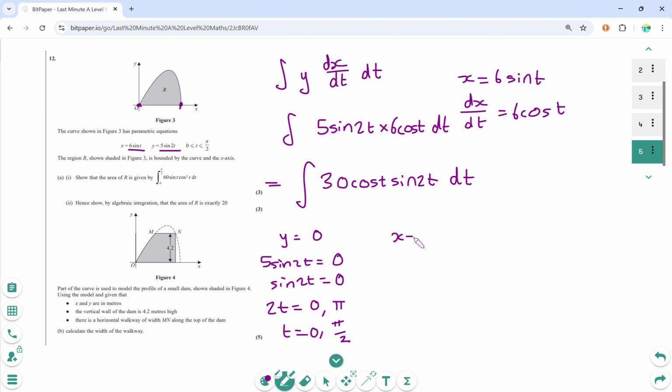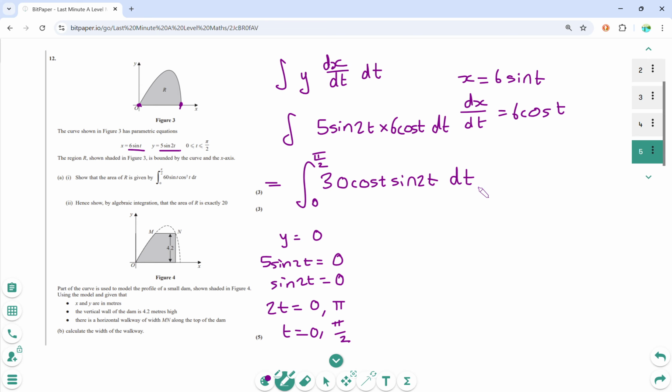So when t is 0, x is 0. When t is pi over 2, x is 6. So we can see, in this case, they do correspond to the right order. If t is pi over 2, you get the upper limit. So we can say t is pi over 2 at the top and 0 at the bottom. I'm going to make some room here.